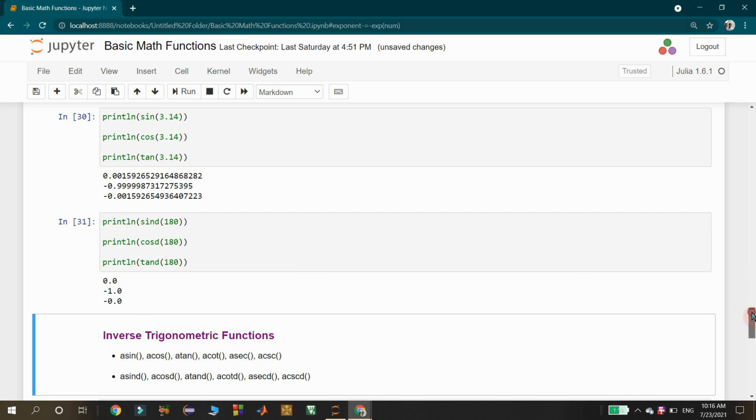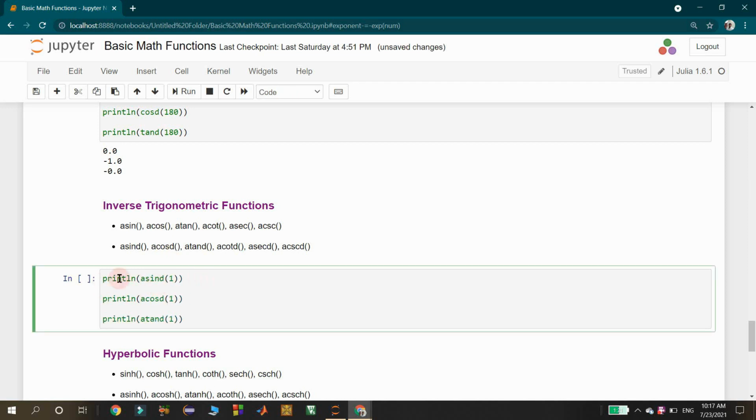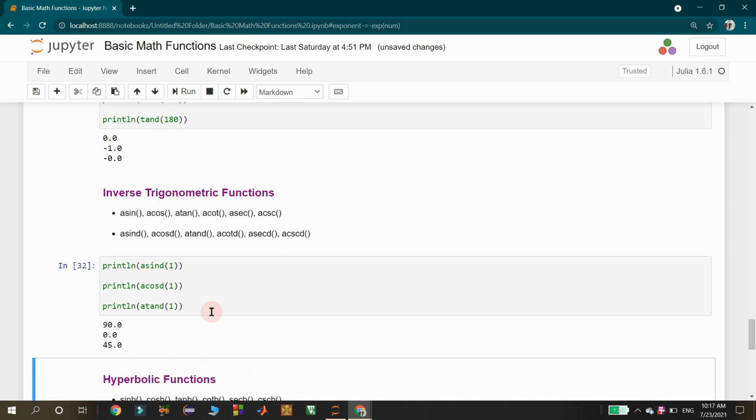In the same way we have inverse trigonometric functions. So two categories again we have. The first category of functions will return the values in radians and the second category functions will return the values in degrees. Then I am considering some examples where I am taking asin d, acos d, atan d. All these three functions will take a number and return the inverse value in degrees. Then if I run this cell, I got sin inverse of 1 as 90 degrees, cos inverse of 1 as 0 degrees and tan inverse of 1 as 45 degrees.